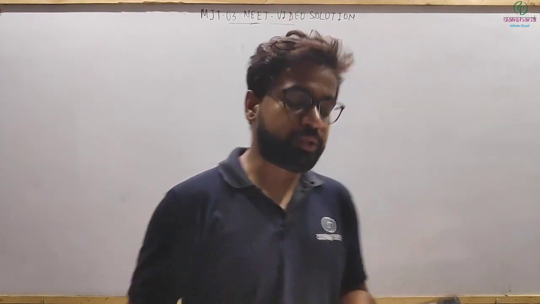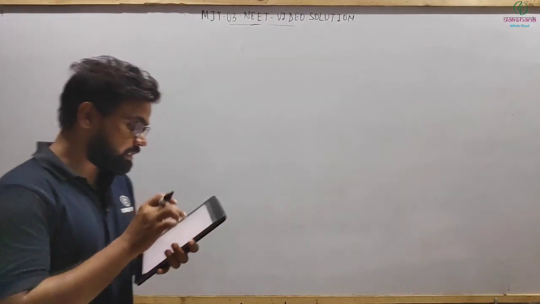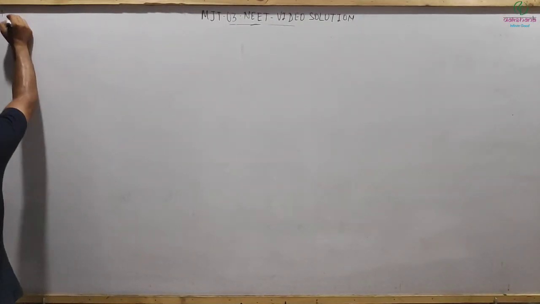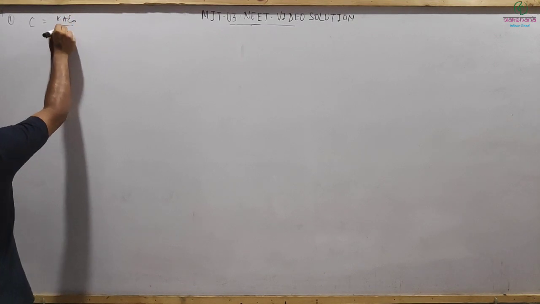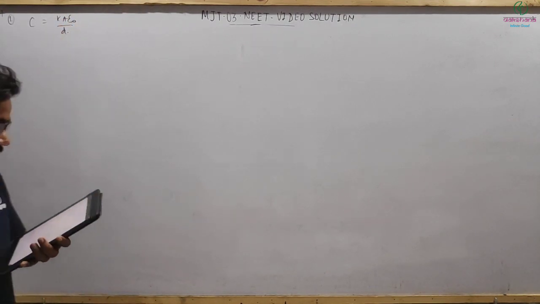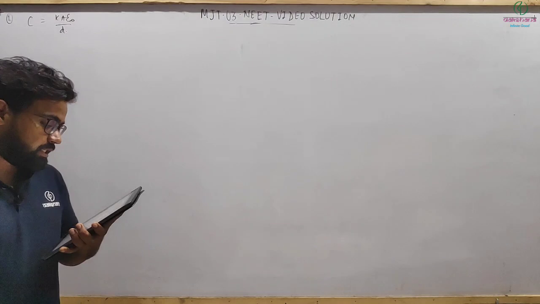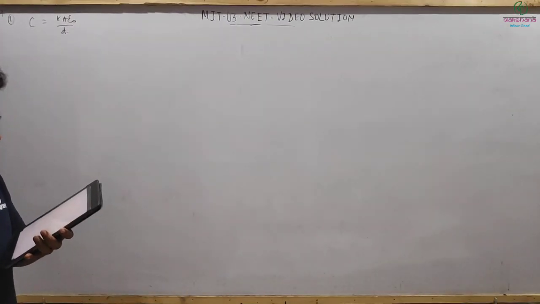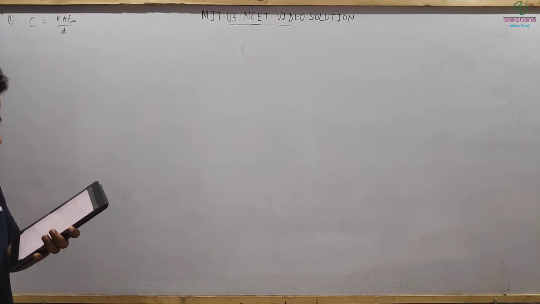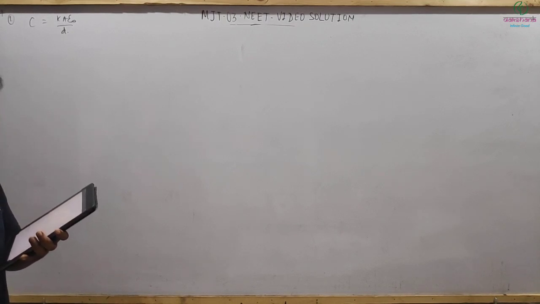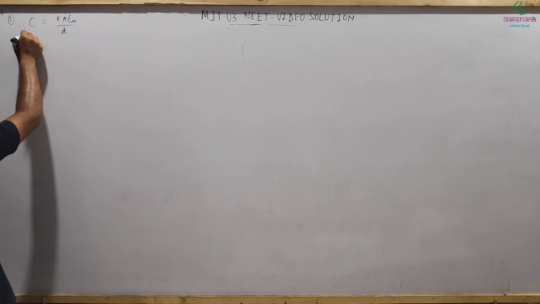So here we have question number 1, the capacitance C of a capacitor. We know C is equal to K A epsilon naught by d. Option: independent of charge and potential of the capacitor. That seems correct. Dependent on charge, no. Independent of geometrical configuration, no. Independent of electric medium between the two conductors, no. So the correct answer is 1.